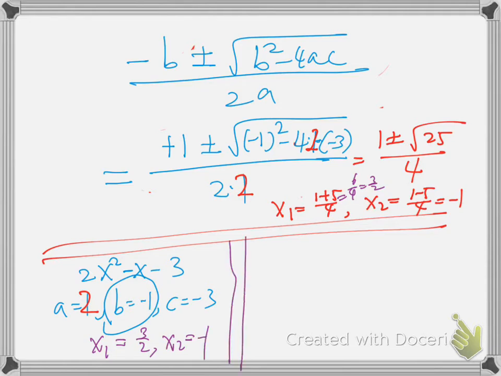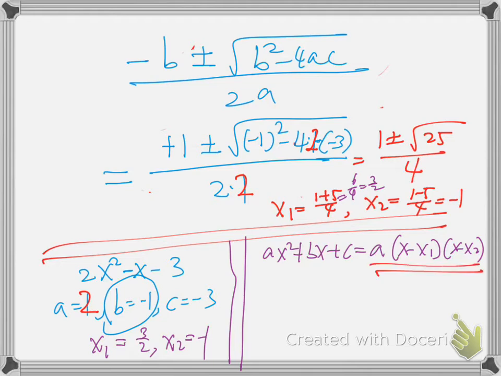Let me put up the formula, okay? ax squared plus bx plus c is a times x minus x1 times x minus x2. So this is the formula for using the quadratic formula to factor. Okay, x minus x1 times x minus x2, and then there's a here. So now let's plug in.